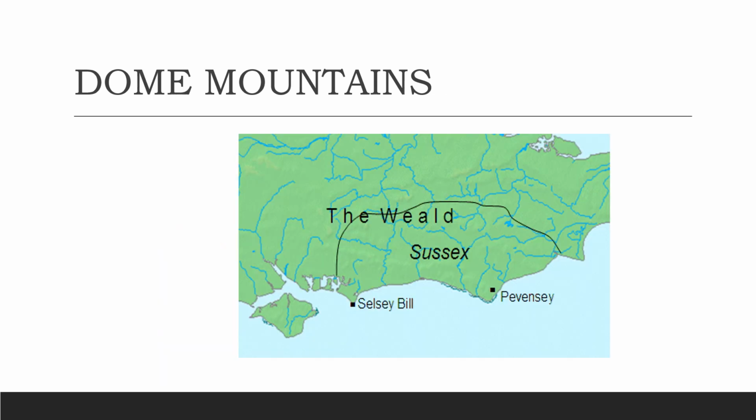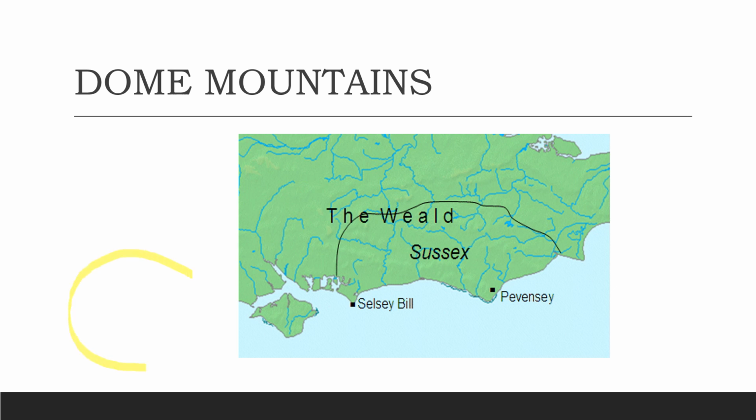The next type is dome mountains. Dome mountains are those which are formed by a process similar to eruption from the earth. Eruption is like volcanoes erupting from the earth. But the difference with dome mountains is that magma rises up from the mantle of the earth but hardens before erupting onto the surface.